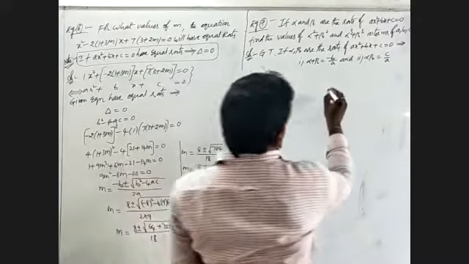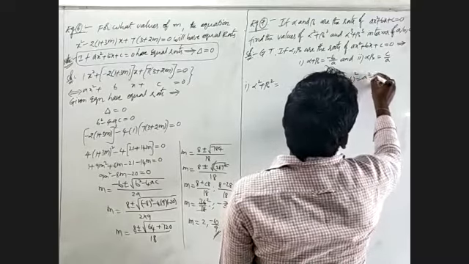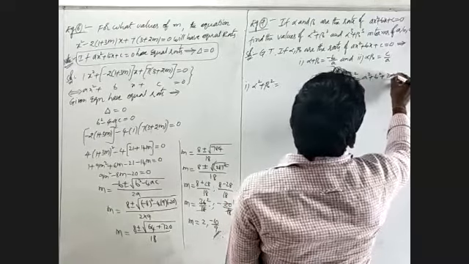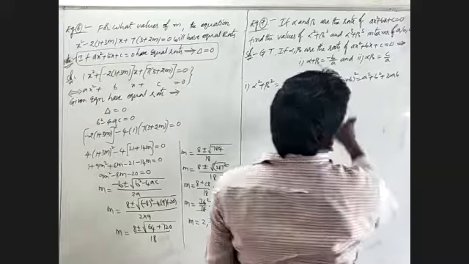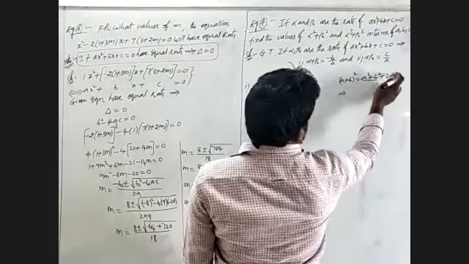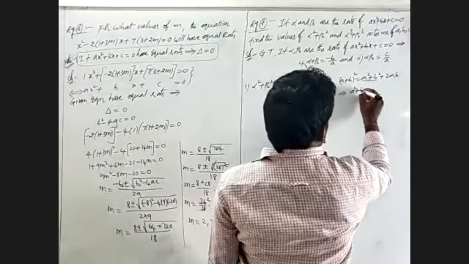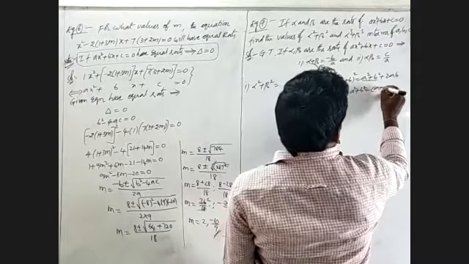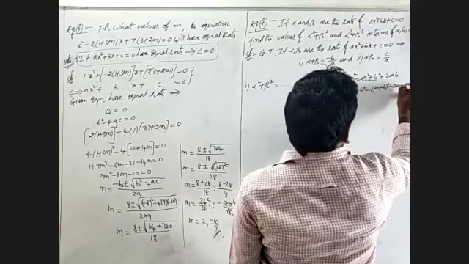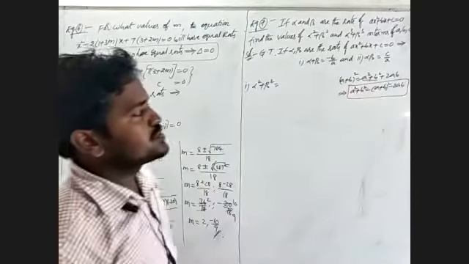We know one formula: a plus b whole square is written as a square plus b square plus 2ab. But here we have to find out a square plus b square. The given value will move to this side, so I will write a square plus b square is equal to a plus b whole square minus 2ab.